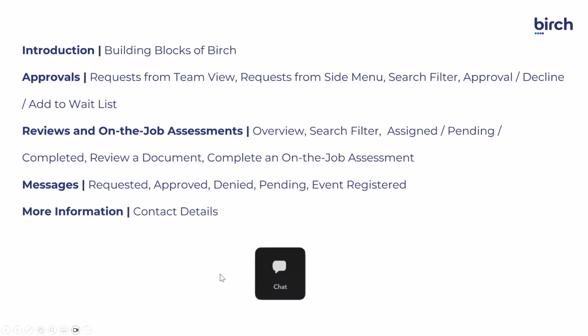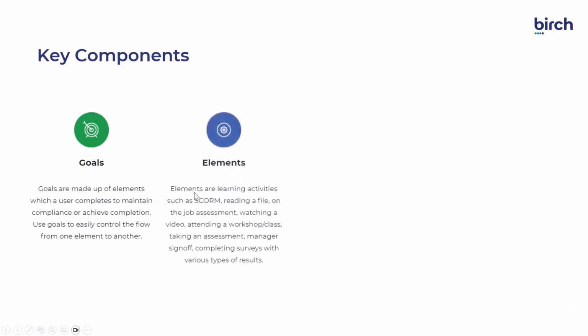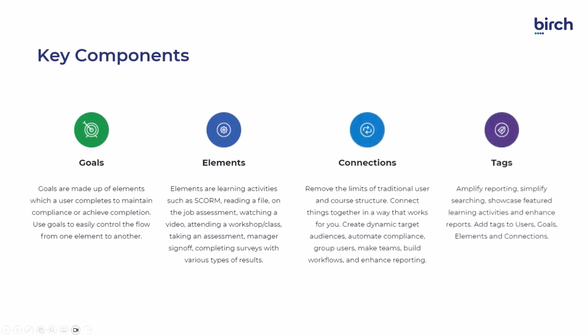Like we do at the beginning of all of our webinars, we just want to quickly touch on the 4 key components of Birch. So we've got our learning paths, which we actually refer to as goals, and that's what we create. And the goals are made up of elements, and the elements can be learning activities like e-learning content, on-the-job assessments, and events like workshops and webinars. We then have connections and tags, which provide extraordinary flexibility in how you create learning groups and work teams to enhance reporting and display featured learning. We may not explicitly touch on these components during today's webinar, but there may be some references here and there.